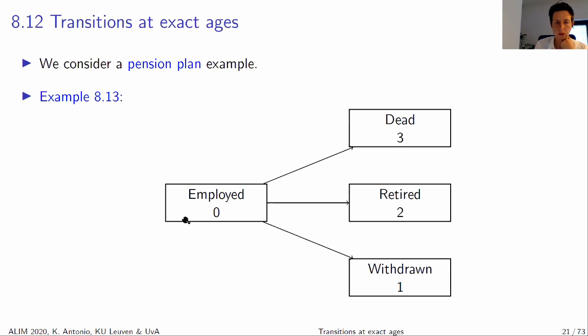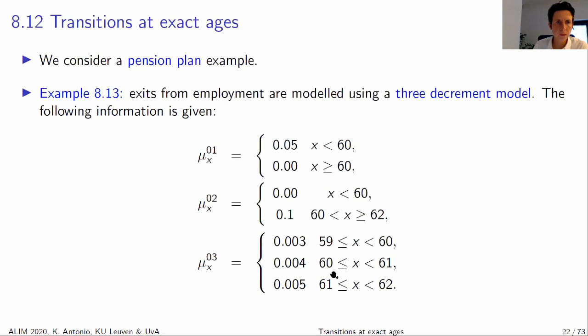So we've got an insured who is employed in state 0. He is alive, and then he can make one out of these 3 possible exits. He can die, he can retire, or he can leave the company and go work elsewhere. We want to use this setting, this multiple decrement model, and we want to take into account that the exits from employment can be modeled with this 3 decrement model in the following way.